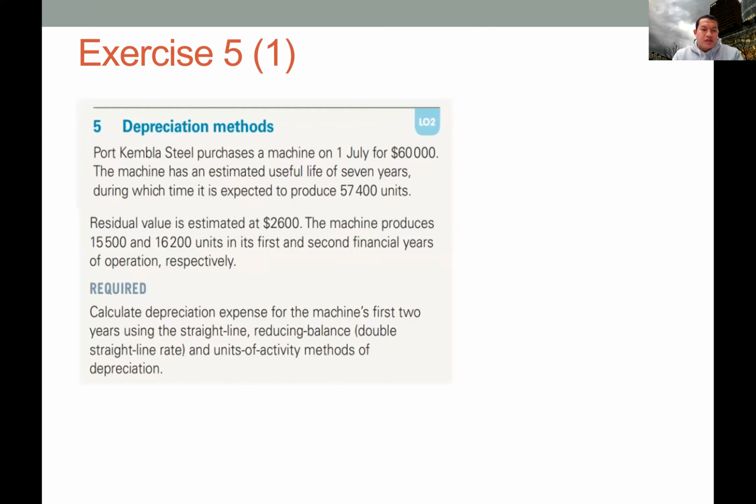So we have Port Kembla Steel. This company purchased a machine for 60,000. The machine has 7 years of useful life. The company expects that this machine will produce 57,400 units in total. And residual value is 2,600. Okay, so we have to calculate the depreciation expense. Let's use the straight line method.